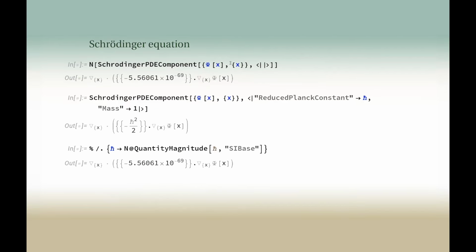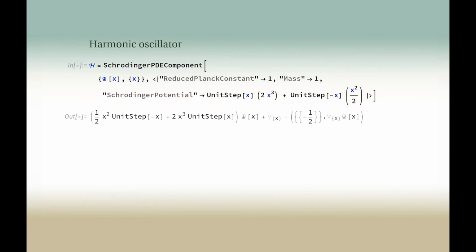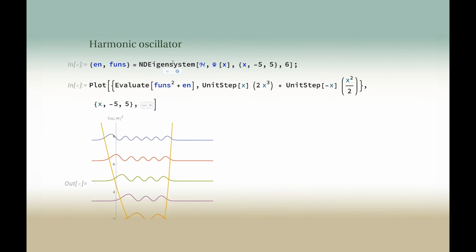We've also added a Schrödinger equation that models the Schrödinger equation. Again, variables, specification, parameters. The default is the reduced Planck constant of 1 with a mass of 1. If you do a numeric version of this, you'll get to that same number. That's what the default does. Here's an example of a harmonic oscillator. We have reduced Planck constant 1, mass 1, the Schrödinger potential is a quadratic potential, and you plug this into an eigensystem, plot the eigenfunctions, and that's what you get then.